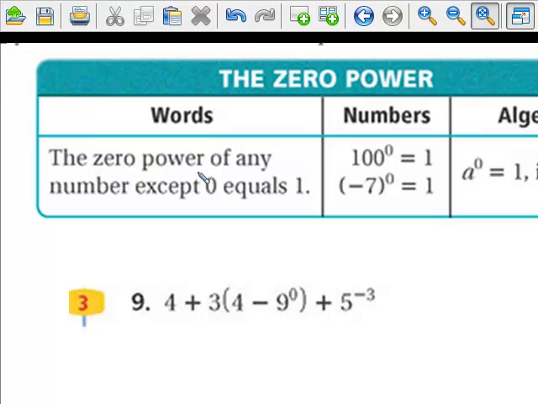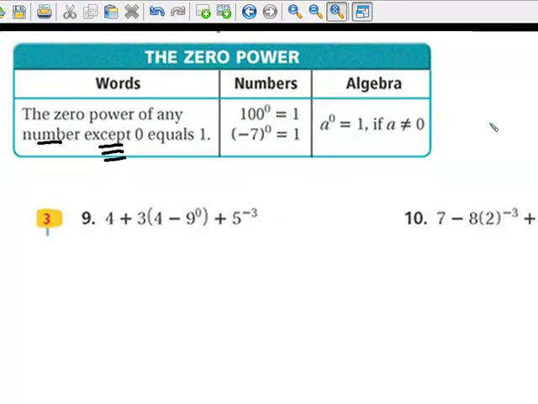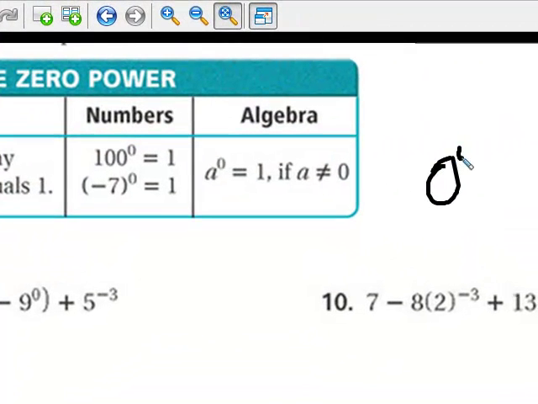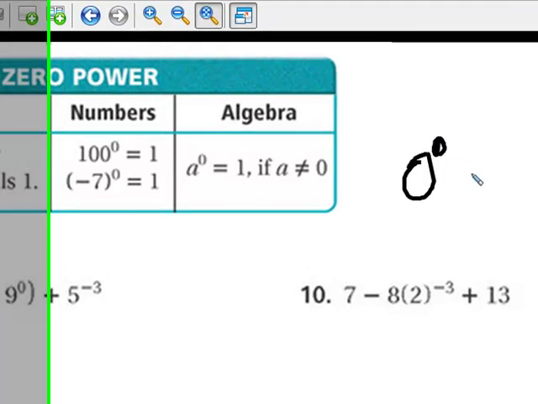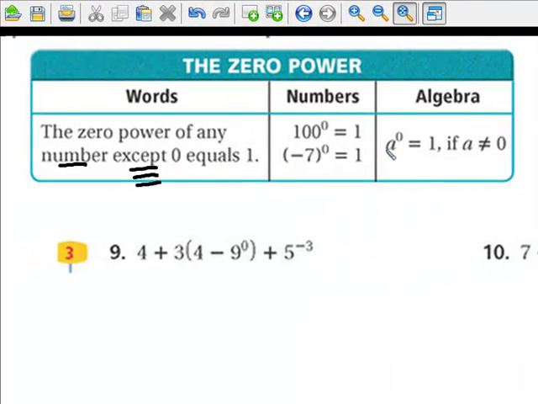Any number except 0 to the 0 power equals 1. So you cannot take 0 to the 0 power. We just say, no, don't do it. So 100 to the 0 is 1, negative 7 to the 0 is 1, and this is the algebra statement: A to the 0 power is 1, again, as long as A does not equal 0.